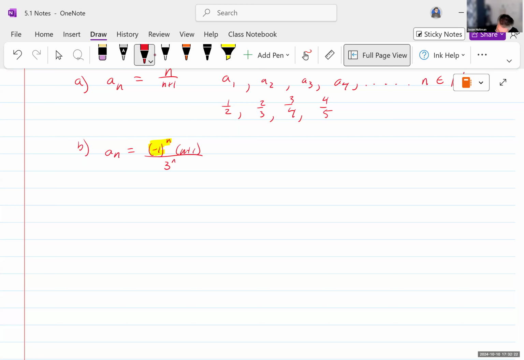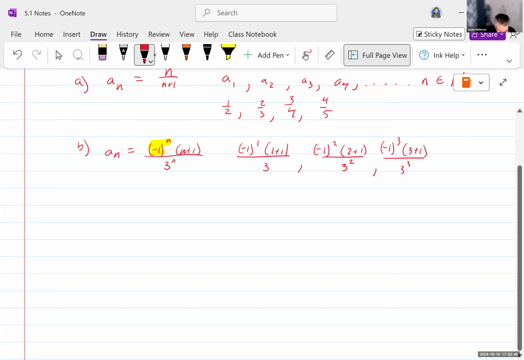Okay, so this thing is going to be equal to -1 to the first times 1 plus 1 all over 3. -1 to the second times 2 plus 1 all over 3 squared. And then -1 to the third times 3 plus 1 all over 3 cubed. And then -1 to the fourth times 4 plus 1 all over 3 to the fourth. And then it just goes on forever.